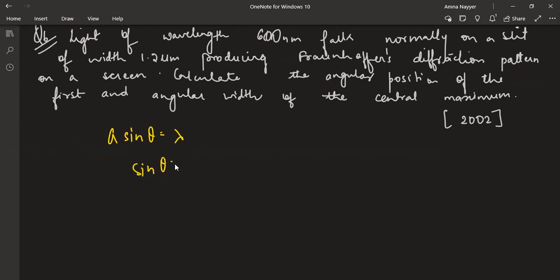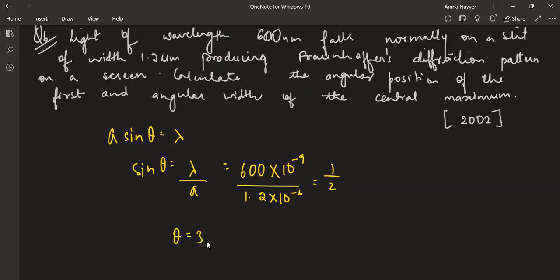Sine theta, this will simply be lambda by A. Wavelength is given as 600 into 10 to the power minus 9. A is 1.2 into 10 to the power minus 6, this much. So how much is left? This is double of it. So half. So theta will be 30 degrees.